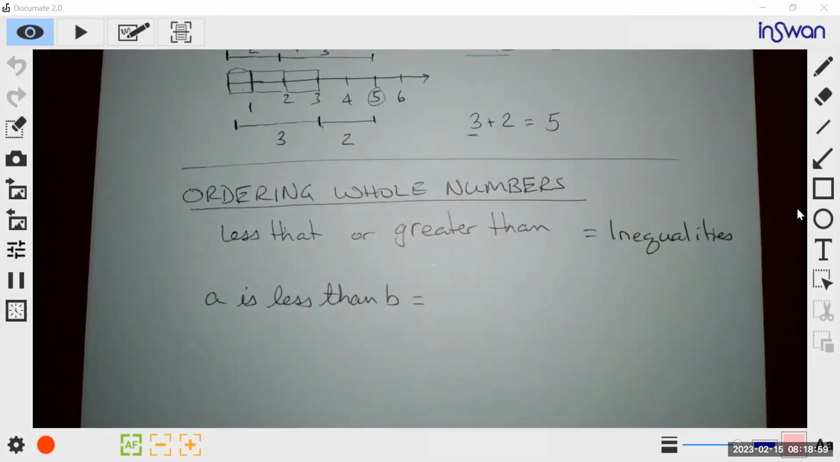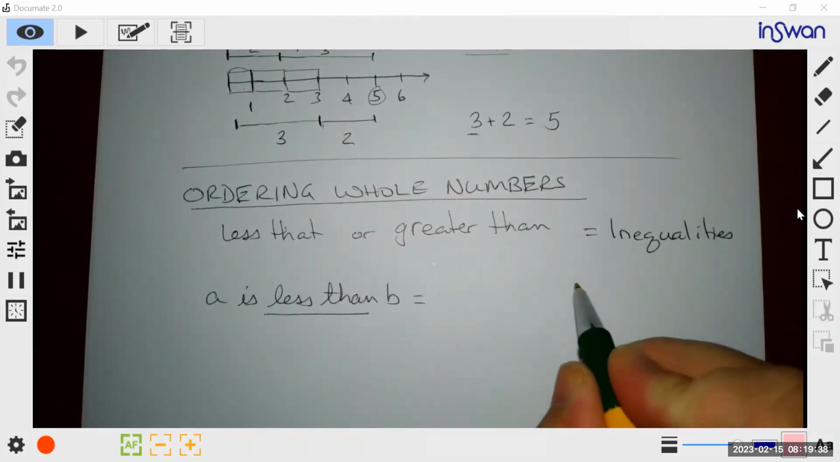The statement A is less than B. How do we write that algebraically? What symbol do we use? Which one? Not the parentheses. A less than. What's the less than symbol? So where does it point, left or right? It always points to the smaller number. Actually, less than.